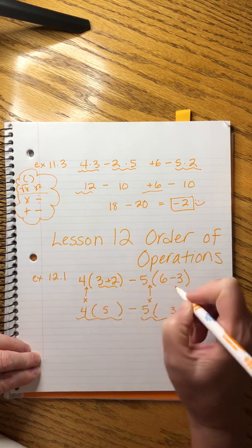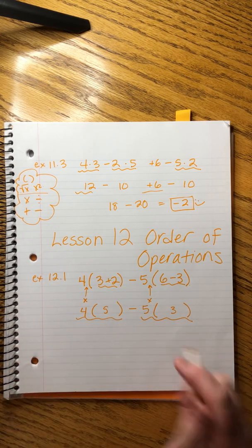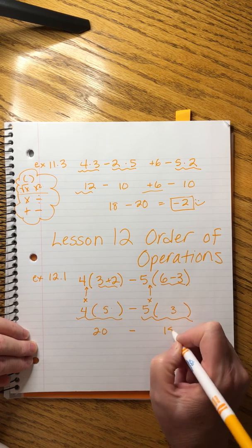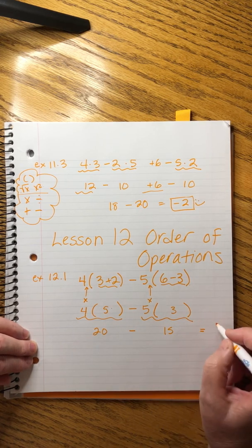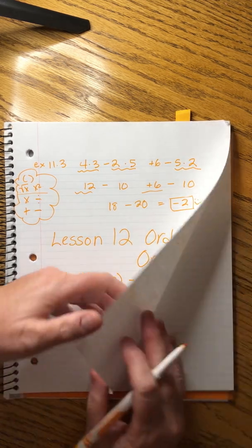This time we just did this work. Now we're ready to multiply, and then we'll subtract at the end. 4 times 5 is 20. This is 15, and so our final answer is 5. Cool, right? A little more complicated, but not the end of the world. Let's make it harder.